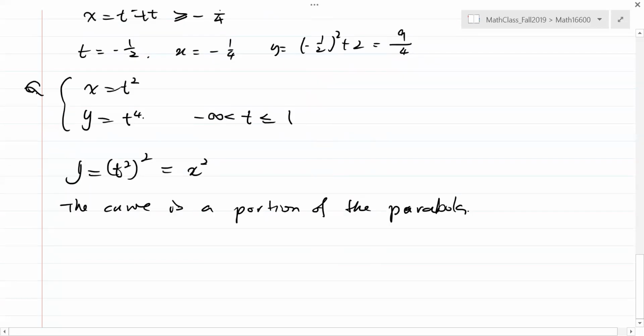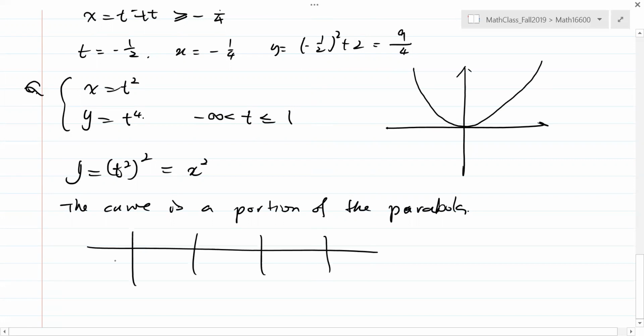So the question is what portion of the parabola, right? What portion of the parabola? Y equals x squared is this part, right? So we have to describe it. At least we needed to know a few points, right? The starting point. t equals negative 1, t equals positive 1, right? Then 0 and 1, negative 1, negative 2, for example, right? X and y.